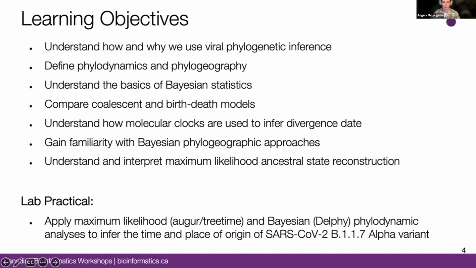Then we're going to get more into some of the phylogeographic approaches using Bayesian and maximum likelihood ancestral state reconstruction. And then in the lab, we're going to put this together to apply both maximum likelihood in the Augur pipeline and Bayesian in the Delphi tool phylodynamic analyses to infer the time and place of origin of SARS-CoV-2 B117 alpha variant. And I think you will be familiar with some of this data from Emma's lab on the first day.